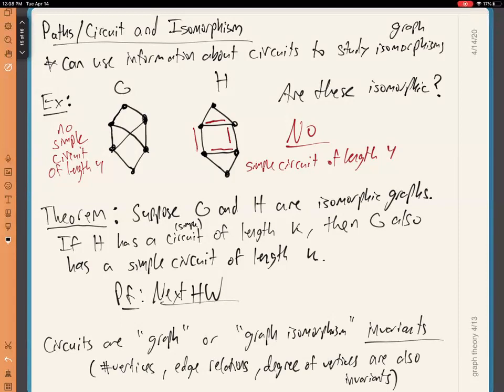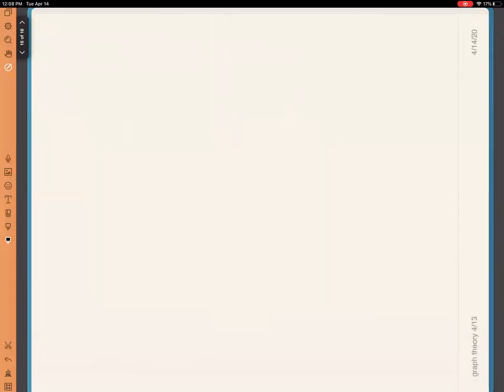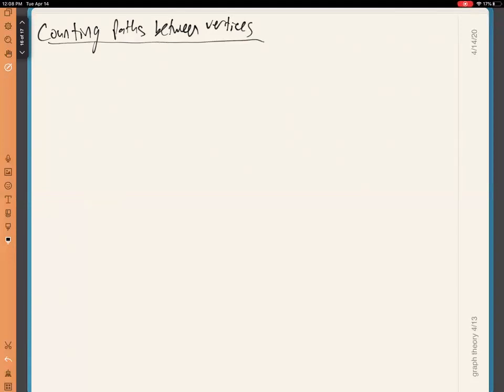Okay, and then, for the last part of the lecture, I did want to mention a little bit about counting the number of paths between vertices. So you may be given a particular graph and you may want to know, given one vertex and another, how many different paths are there from one to another? For example, maybe you have a computer network that's set up and you want to make sure that between any two given computers, you have lots of paths in case some of the connections fail for some reason. So you may want to make sure that there are at least like five paths between any two vertices or something like that. Well, what's an efficient way to actually count how many paths there are?